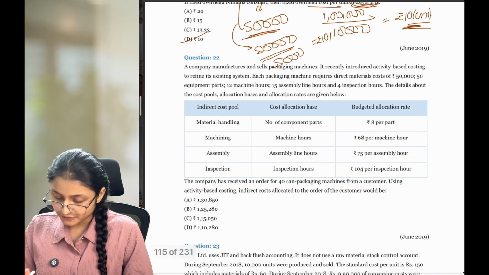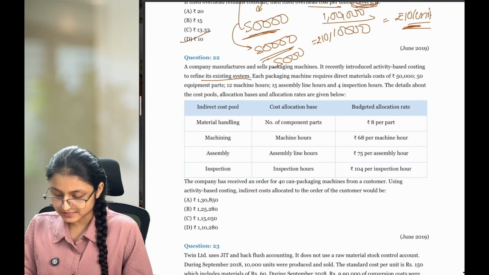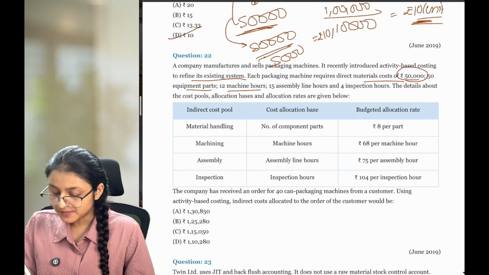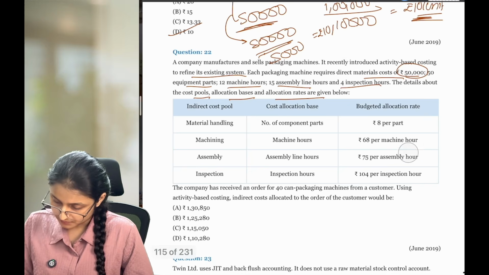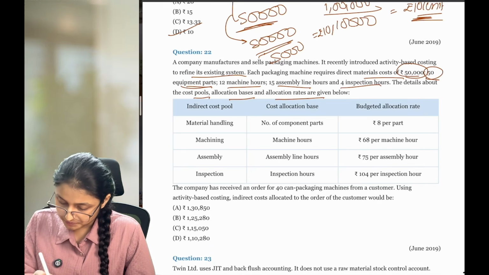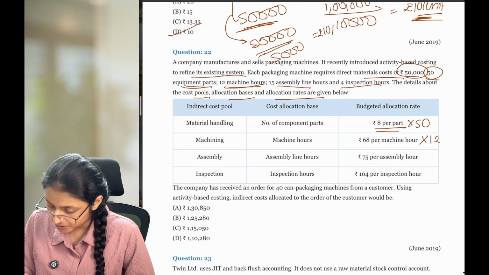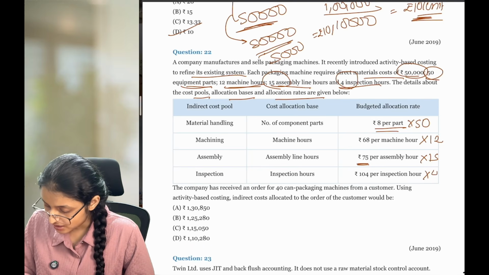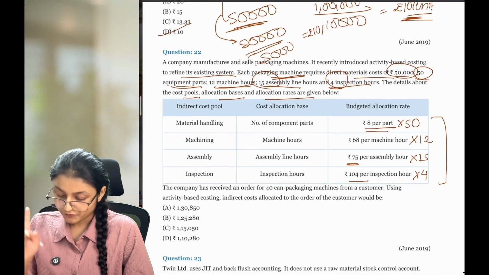Now, a manufacturing company manufactures and sells packaging machines. It recently introduced activity-based costing to refine its existing system. Each packaging machine requires direct material cost of 50,000, 50 equipment parts, 12 machine hours, 15 assembly line hours, and 4 inspection hours. The details about the cost pool, allocation basis and allocation rate are already given to you. So 50 equipment parts at 8 per part, 12 machine hours at 68 per machine hour, 15 assembly line hours at 75 per hour, and 4 inspection hours multiplied by 104 is the cost. This will give you the indirect cost applicable for one packaging machine.